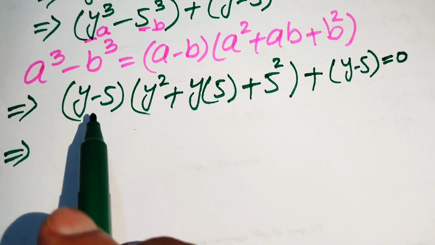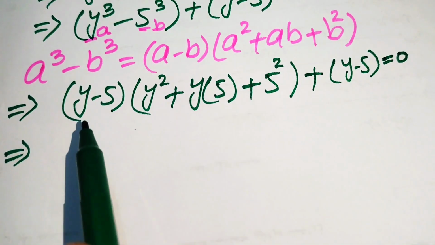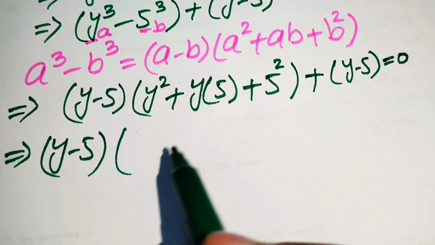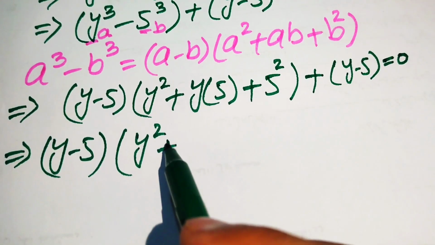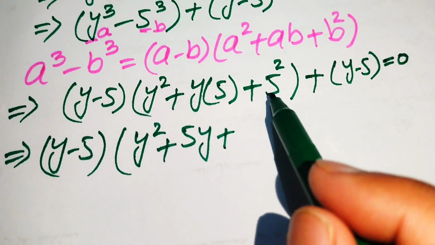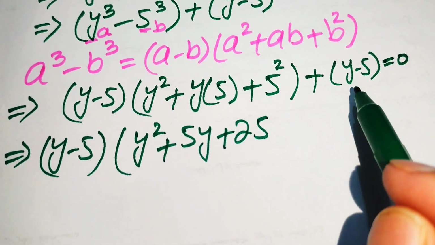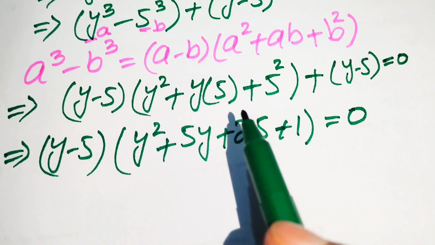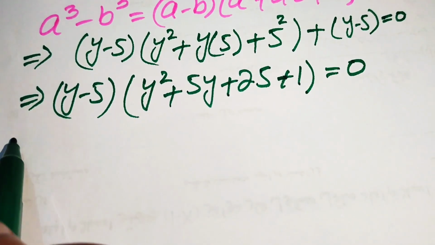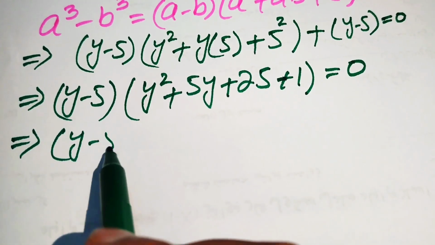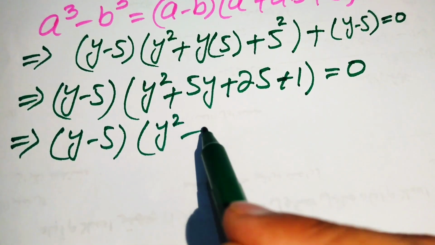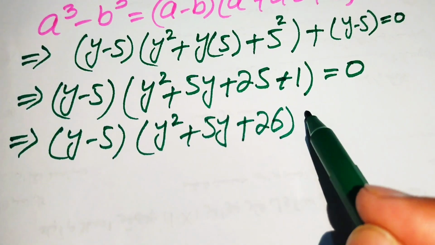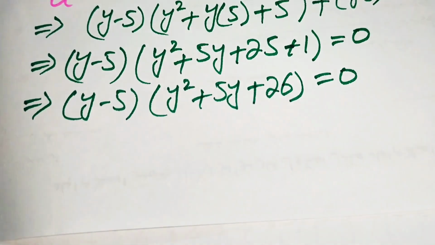So here you focus on both of these terms, and you see we have y minus 5 as the common factor, so we take it common and the remaining terms are y square plus 5y plus 5 square becomes 25, plus 1 equals 0. And now in the next step we rearrange the terms, and we have y minus 5 into y square plus 5y plus 25 plus 1 becomes 26, and this whole equals 0.